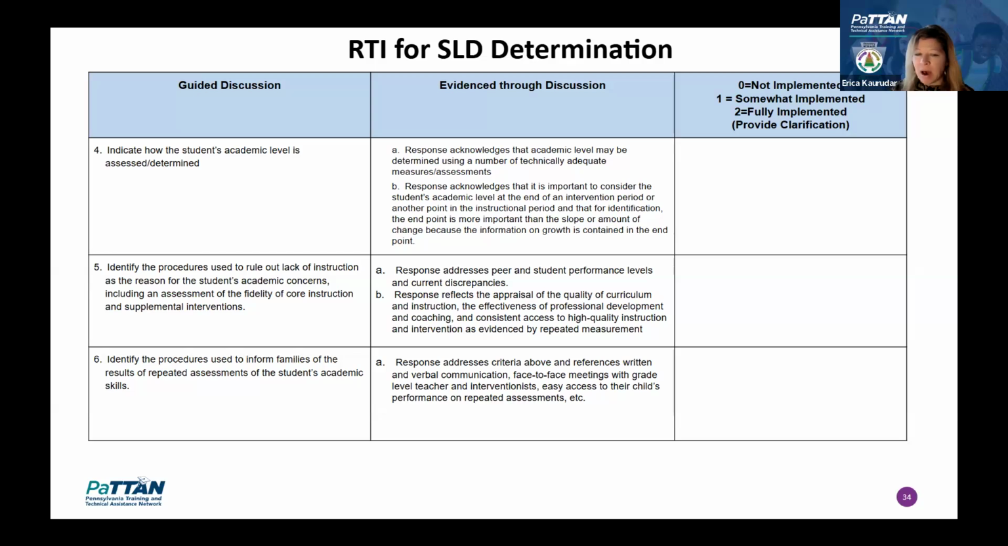Finally, we want to think about what procedures are used to inform families of the results of repeated assessments of their students' academic skills. So here is where the team wants to consider family engagement efforts again. Are we ensuring that families have the opportunity to meet with the school team and serve in a role as partners with their child's learning? Has the LEA team provided information about the child's performance on progress monitoring measures to families along the way?